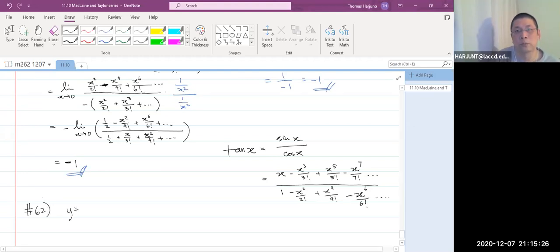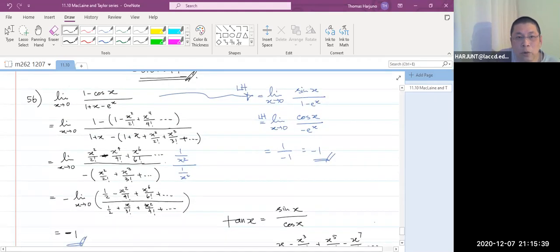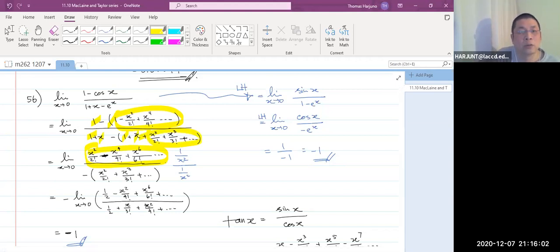I have a chat coming in. What did you cancel from the first step to the second step? Which one were you referring to? I'm sorry, I didn't see. I think you were referring to number 56, huh? So when I cancel 1 with negative 1, I get the opposite of this. And then I cancel x and 1, I get the opposite of this. I hope that's your question. I didn't see your notes earlier. Okay. The algebra. Yeah, that's the algebra.